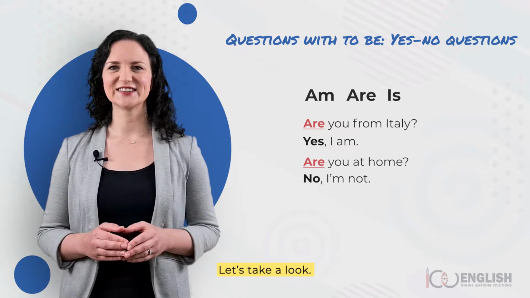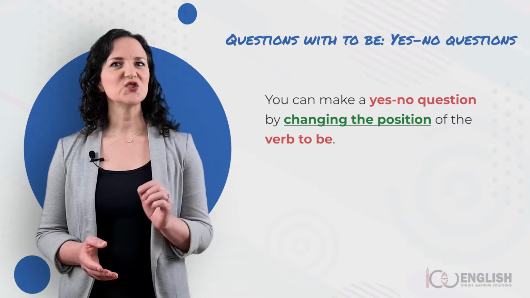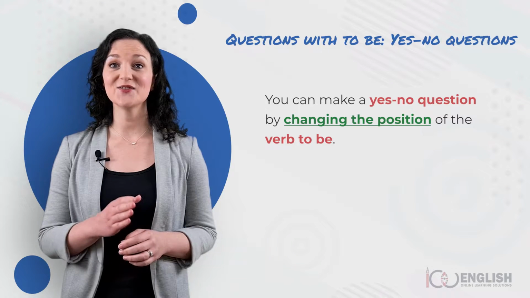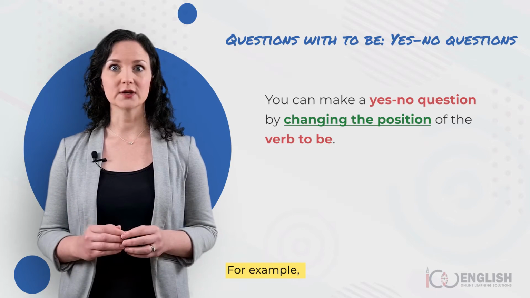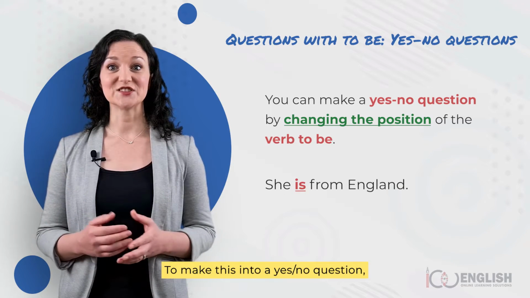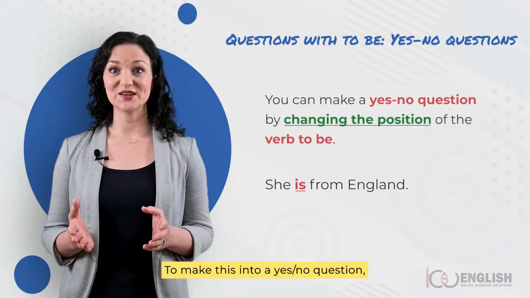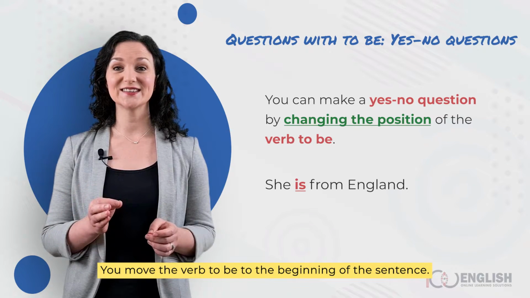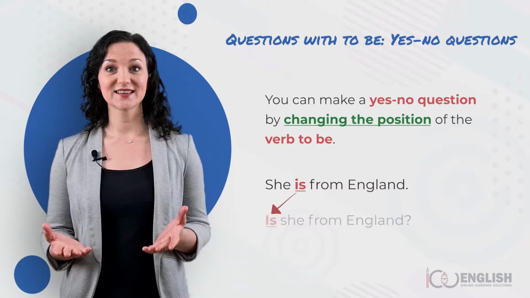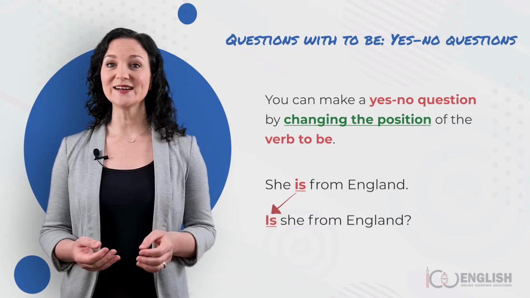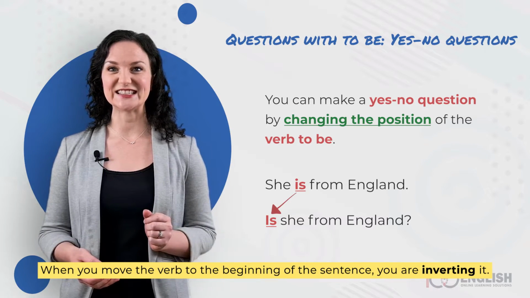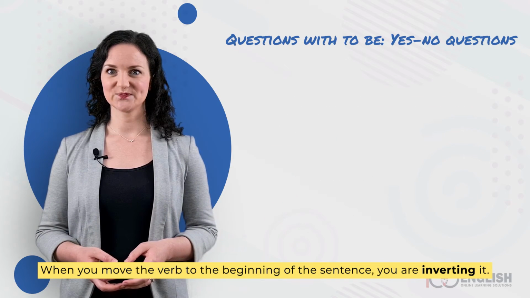Let's move on. So, how can you make a yes-no question with to be? Let's take a look. You can make a yes-no question by changing the position of the verb to be. For example, she is from England. To make this into a yes-no question, you move the verb to be to the beginning of the sentence. So it's like this. Is she from England? When you move the verb to the beginning of the sentence, you are inverting it.